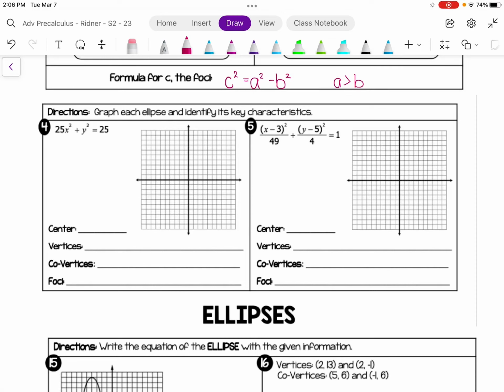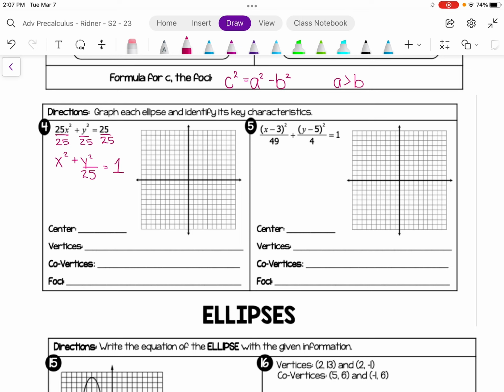Let's look at some easier graphing things to do. So notice on number 4 it is not equal to 1, but if I divide everything by 25, it would be equal to 1. So I would get x squared plus y squared over 25 equals 1. And that's the equation that we want it to be in.